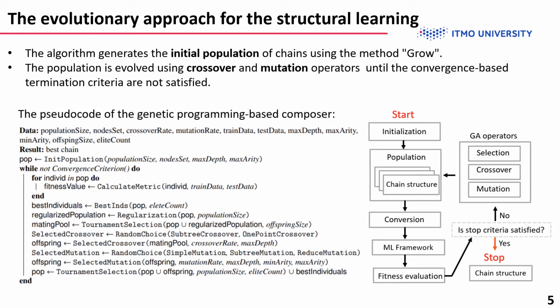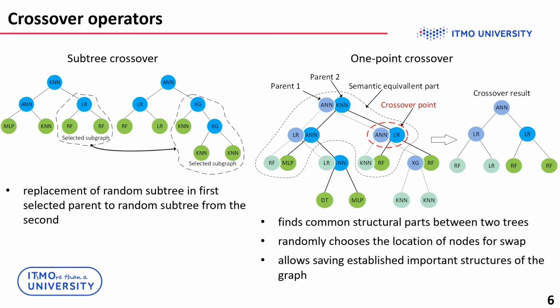After that, the population is evolved using crossover and mutation operators during a few generations until the convergence-based termination criteria are satisfied. In the proposed algorithm, we use two different variants of crossover. Sub-tree crossover is performed by the replacement of a random sub-tree in the first selected parent with a random sub-tree from the second parent. One-point crossover finds common structural parts between two trees, and after that, randomly chooses the location of nodes, sub-trees of which will be swapped.